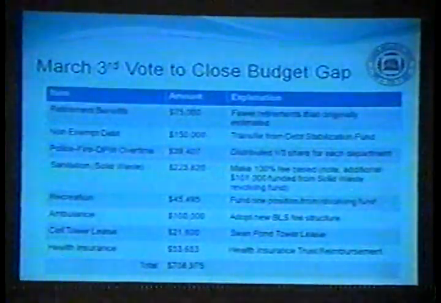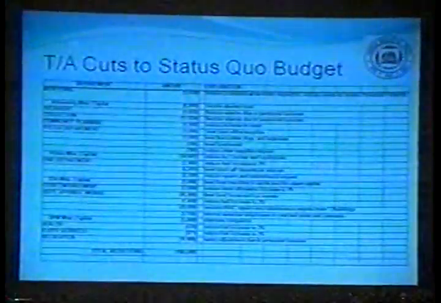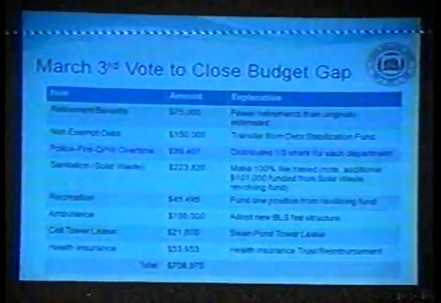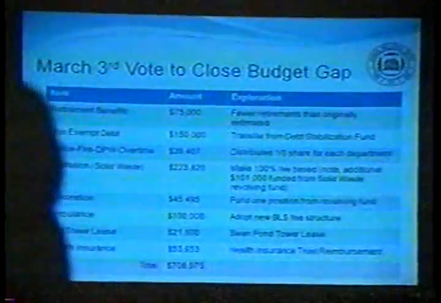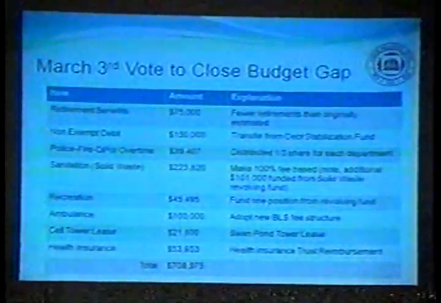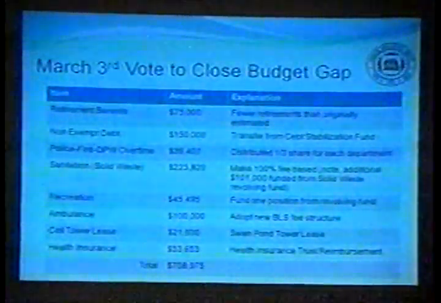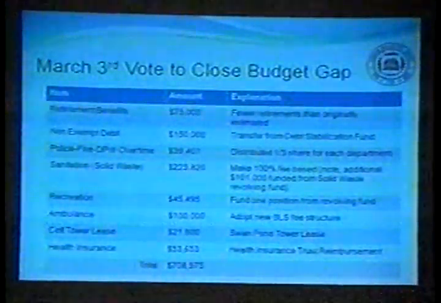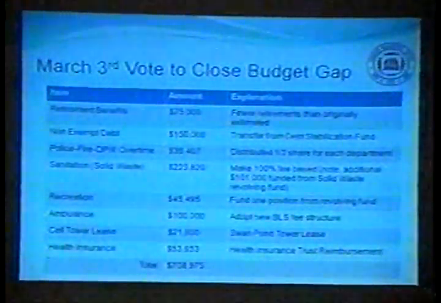I'm going to skip over that. This is a list of what he cut, and if we need to go back to it, I will. Retirement benefits: to close the gap, the first thing was that we got some good news from the school department that the number of retirees they had originally estimated was going to be fewer, and that saved $75,000.